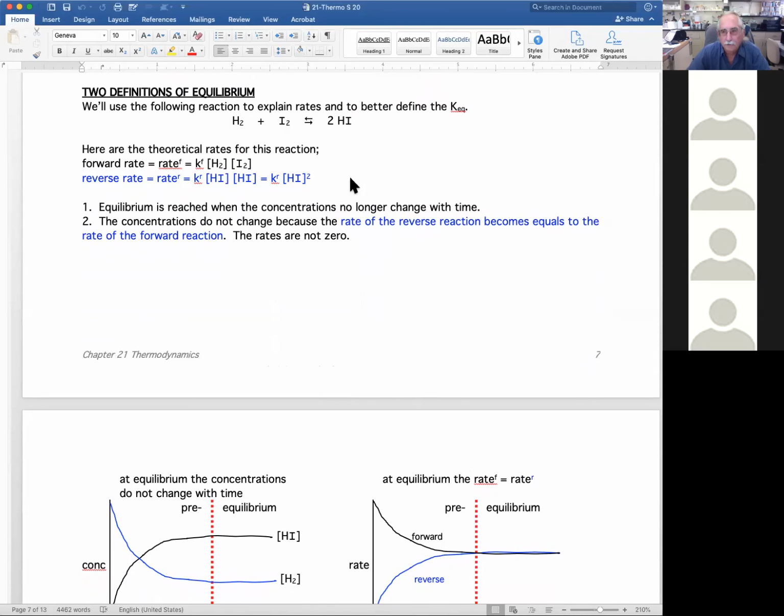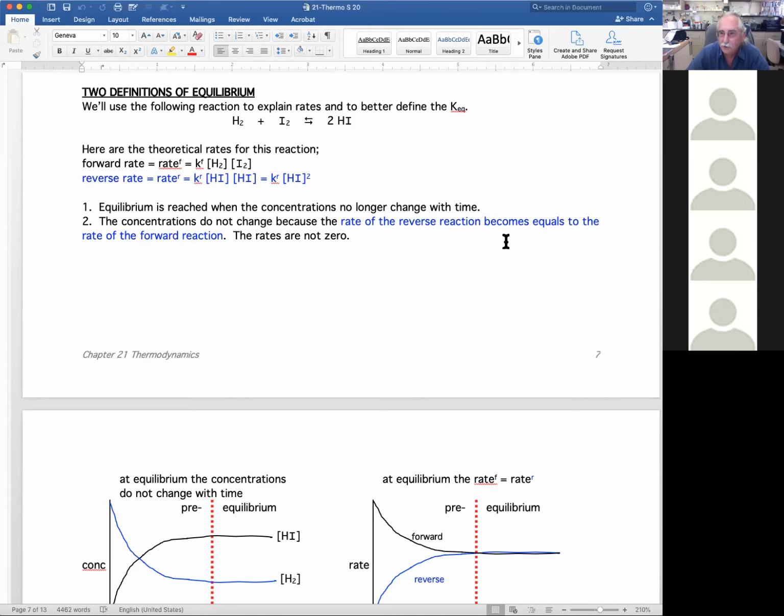So equilibrium is defined when you reach the point where the concentration is no longer changing with time. And people tend to think that, oh, well, if it's not changing, then nothing's happening. In other words, they think it's static, but in fact, it's dynamic. The concentrations don't change because the rate in the reverse reaction becomes equal to the rate in the forward direction. And these rates are not zero. In a static situation, the rates would be zero. But these reactions never stop working.